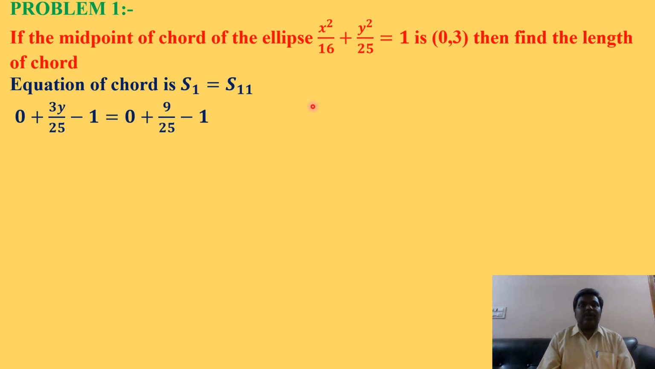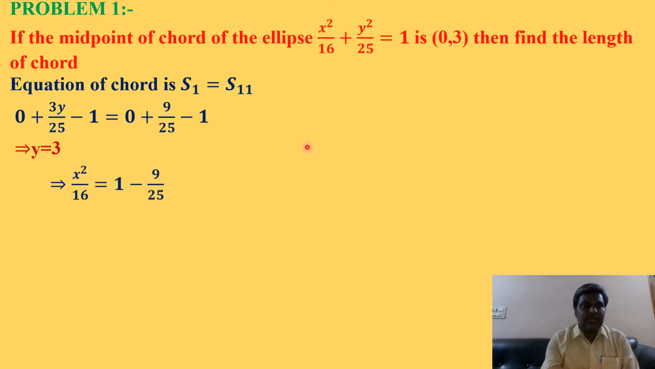You have tried. So 0 plus 3y by 25 minus 1 is equal to 0 plus 9 by 25 minus 1. Cancel out minus 1 on both sides and simplify. We get y is equal to 3. What is this y equal to 3? This is the chord equation having midpoint 0 comma 3. You just simply solve this line equation with the curve x square by 16 plus y square by 25 equal to 1. We get the extremities of the chord. Once you know the extremities of chord, you can easily find the length of the chord.